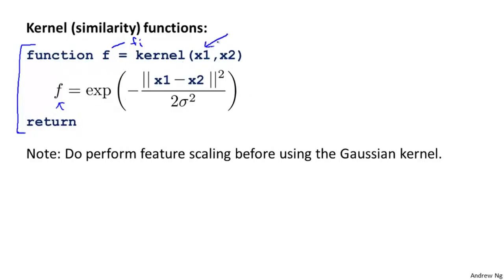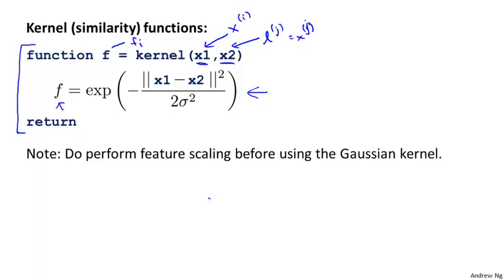kernel function that takes as input a training example or a test example, whatever. It takes in some vector x and takes as input one of the landmarks, but I'm calling them x1 and x2 here because the landmarks are really training examples as well. But what you need to do is write software that takes as input x1, x2, and computes this sort of similarity function between them and returns a real number.